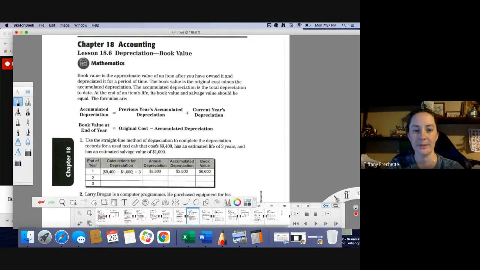So if we look at this piece here, we have: use the straight line method of depreciation to calculate the depreciation records for a used taxi cab that cost $9,400, has an estimated life of 3 years, and an estimated salvage value of $1,000. So they did the first column for us here, which was very nice of them. So calculations for depreciation, we have the cost, $9,400, minus the salvage value of $1,000, and then we divide that by 3, and that tells us our annual depreciation.